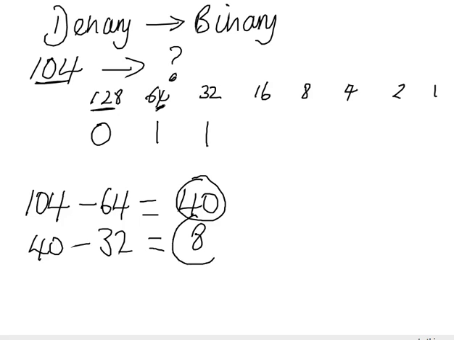So we've got 8 left to fill in for the rest of our binary string, and actually this is quite easy because we've got an 8 column. So we can just put an 8 in the 8 column, and 8 minus 8 leaves us with 0. So everything else we can just put as a 0.